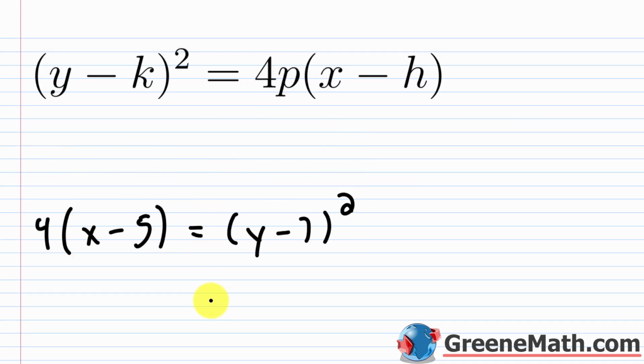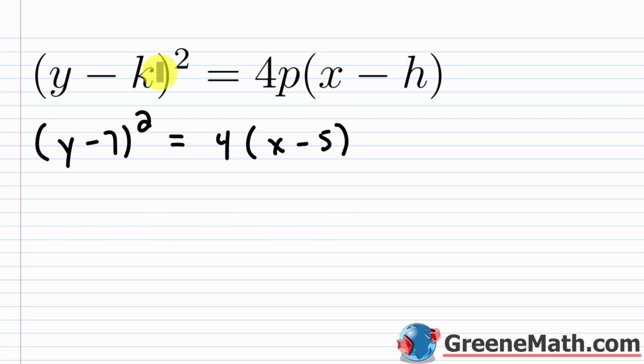All right, let me bring this down here, and I'm just going to switch sides. So I'll have y minus 7 quantity squared is equal to 4 times the quantity x minus 5. All right, so let's match things up. You have a minus here and a minus here, so that means k is going to be 7. You have a minus here and a minus here, so h is going to be 5. So let me write that h is equal to 5 and k is equal to 7.